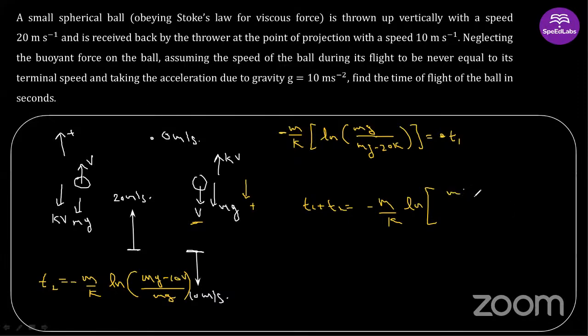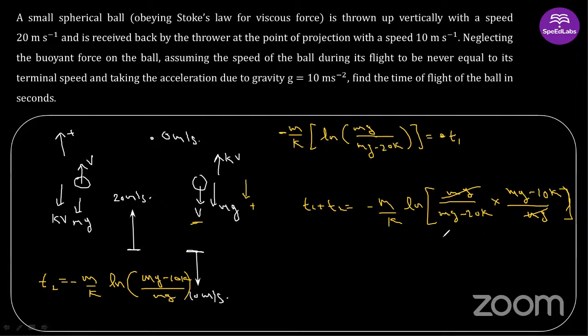So mg upon mg minus 20k times mg minus, not 20k, one second, it was kv. So here also it will be k. K is the coefficient of viscosity, okay? So mg upon mg minus 10k, and this will be mg minus 10k upon mg. So try to cancel out some certain things. This will cancel out mg and mg. We get mg minus 20k and mg minus 10k.